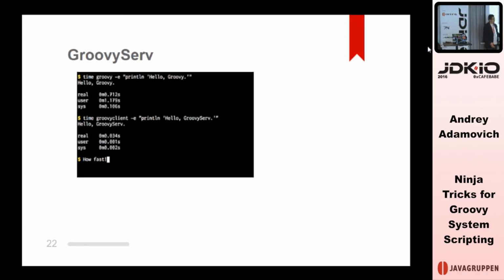But if we run it through a Groovy client, which starts a server behind the scenes and keeps the JVM for scripting running all the time, the time is much faster. So if you're really concerned about JVM startup, and you really need fast response from your Groovy scripts, you can use GroovyServ for that. And GroovyServ can also be installed through SDKMAN.